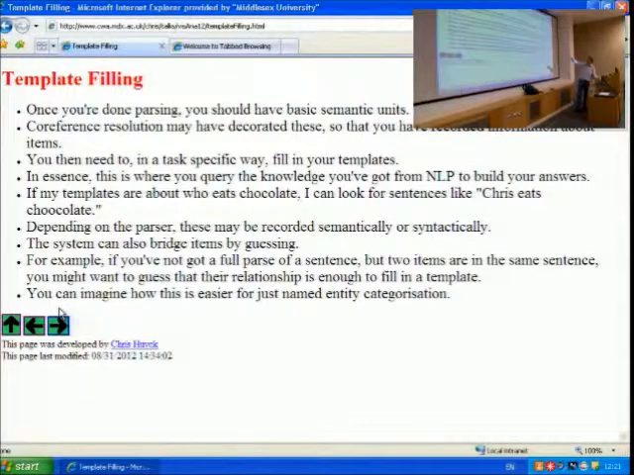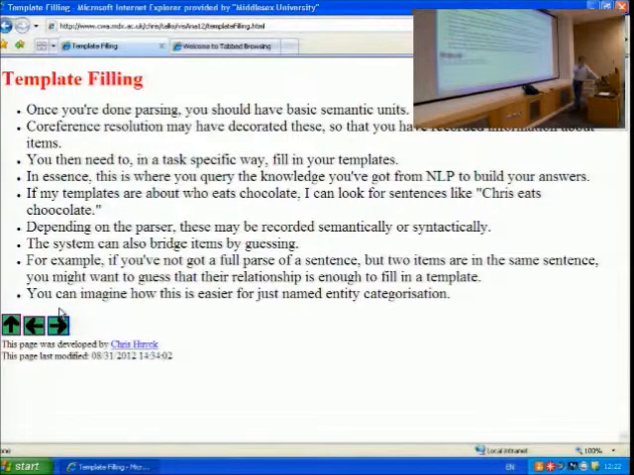Depending on the parser, these may be recorded semantically or syntactically. The system can also bridge items by guessing. For example, if you've not got a full parse of a sentence, but two items are in the same sentence, you might want to guess their relationship is enough to fill a template. So the space shuttle, which was built in 1985 in Texas, was launched. Well, you can imagine the parser failing on that relative clause. But if you've got a sentence that says space shuttle, which we know is a rocket from named entity extraction, and then later on in the sentence, was launched, you can say, hey, the shuttle was launched. You can just guess. Now, you can often be wrong that way, but you can often be right.